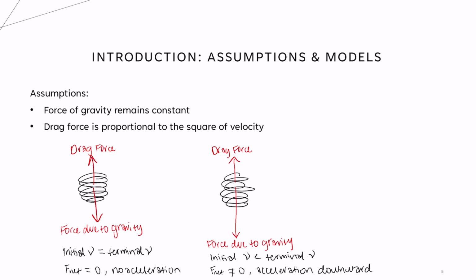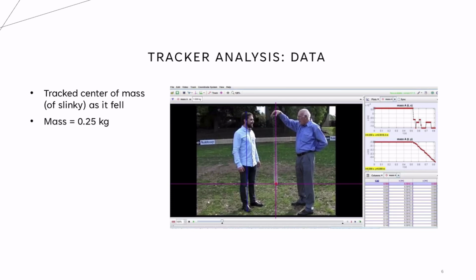And then on the right, the force of gravity is greater than the drag force, and because of this, F net does not equal 0 because they don't balance each other, and so there's acceleration in the downward direction, and the terminal velocity is greater than the initial velocity. And this is the tracker analysis. I uploaded the video and then tracked the center of mass as the slinky fell.